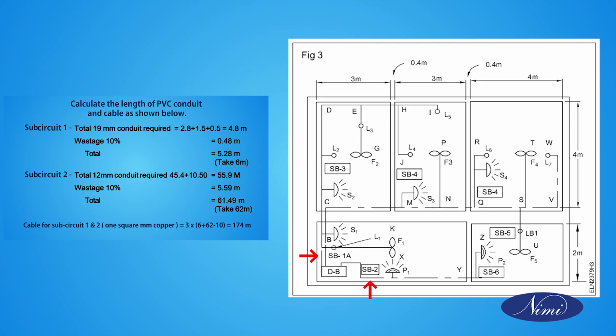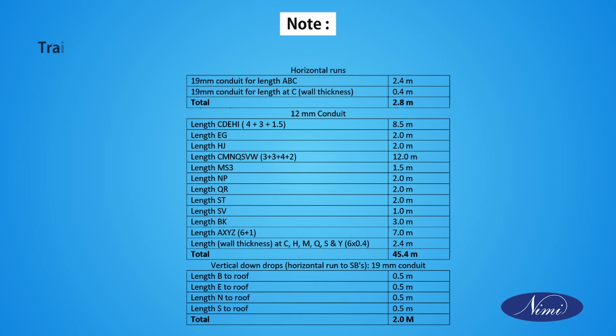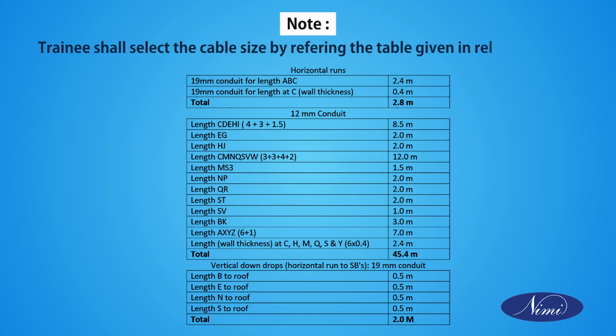Calculate the length of PVC conduit and cable as shown below. Cable for sub-circuit 1 and 2, 1 square mm copper is equal to 3 into 6 plus 62 minus 10 is equal to 174 meter. Note: trainee shall select the cable size by referring the table given in related theory.